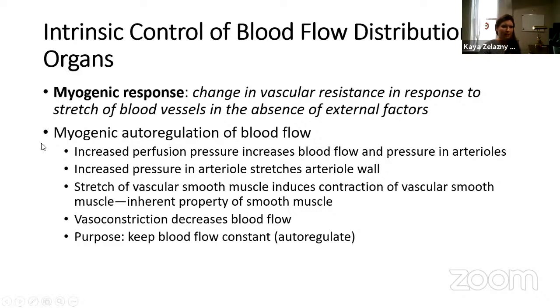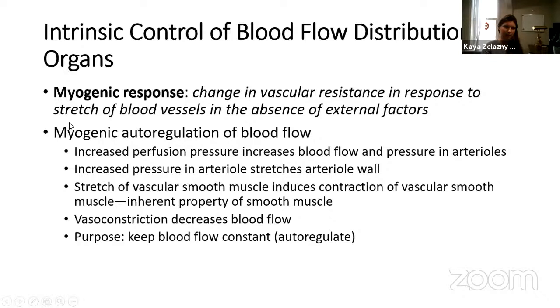Okay, so what we have happening in the myogenic response is autoregulation, because we're talking about the smooth muscle of the blood vessels. Again, this is very local, right? This is just a property of the blood vessel itself. It's not a signal from somewhere else. So our smooth muscle around the arteriole is auto-regulating, self-regulating the blood flow.